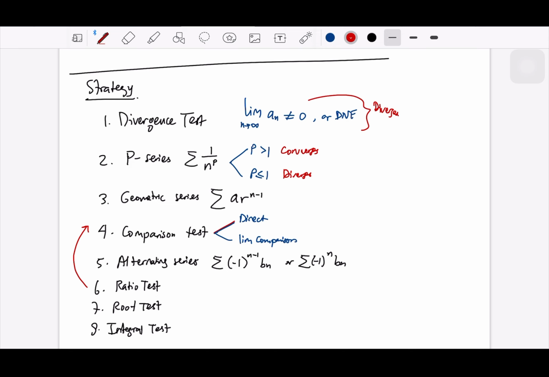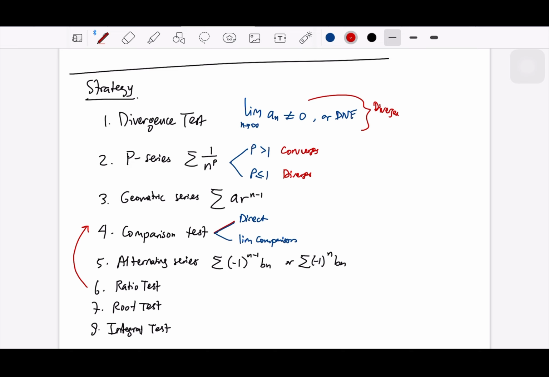So the strategy for determining whether the series is convergent or divergent: the first test that I suggest you be more familiar with is just the divergence test. Whenever you have a series, any formula, check the limit of the sequence. When you have the limit, if it is not zero, then you can make the final conclusion that it is divergent. That's the easy method that you should try at the first attempt.